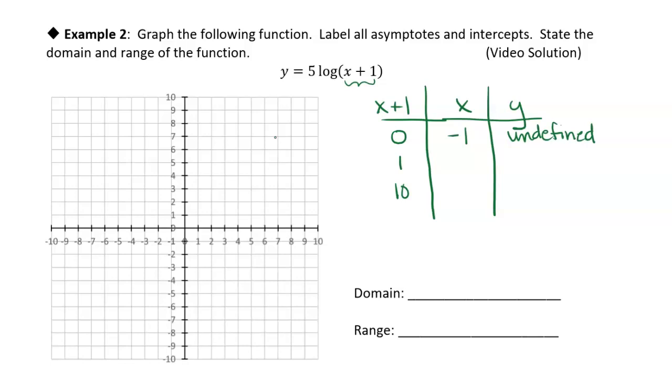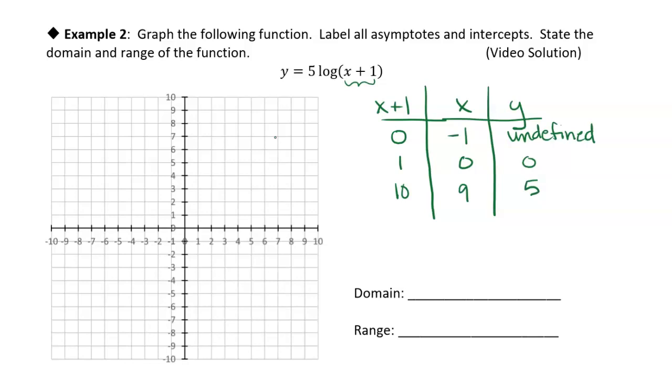Now if the input to the logarithm is 1, so x plus 1 is 1, then x would have to be 0. And I know that the log of 1 is 0, so this is going to give me a 0. If the input to the logarithm is 10, then x would have to be 9, right? 9 plus 1 is 10. I know the log of 10 is 1, so this would give me 5. So now I have some points that I can plot.